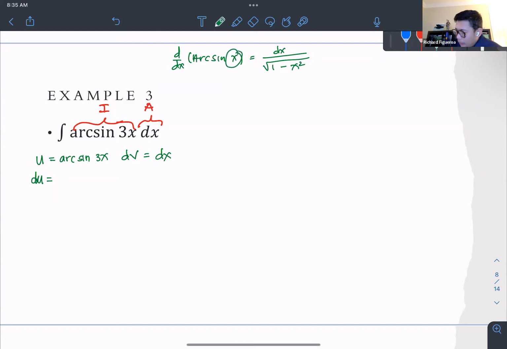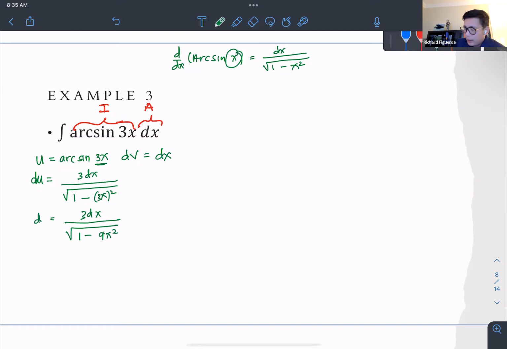So we derive the angle muna. So anong derivative ng 3x? It's 3 dx. Then we divide it with the square root of 1 minus x squared. Ang pinaka-x natin, it's 3x, so I'll have 3x squared. Okay, so that's the derivative of arc sine 3x: 3 dx all over the square root of 1 minus 9x squared. So that is our du then.